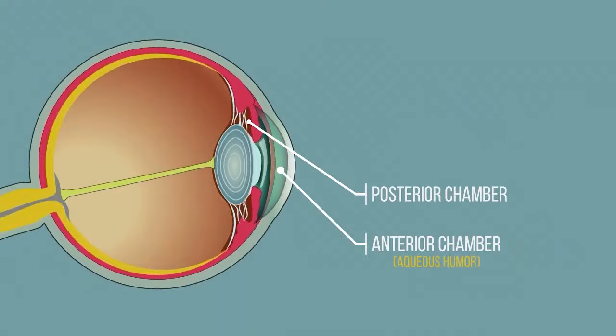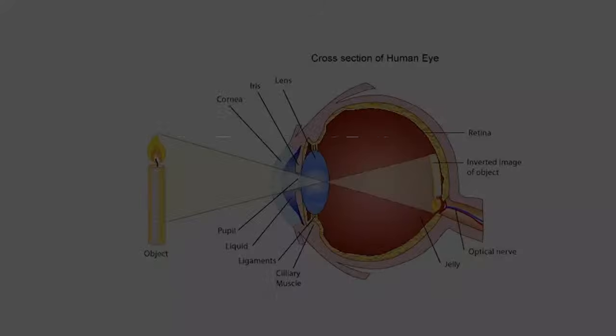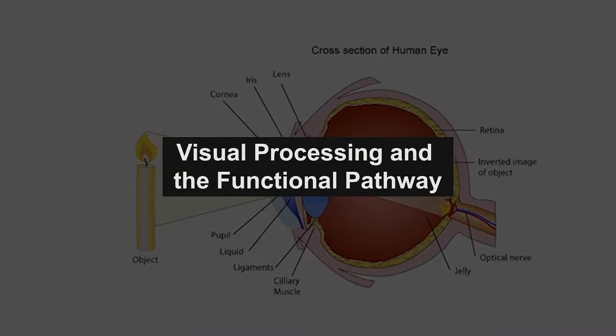The aqueous humor fills the anterior chamber, maintaining intraocular pressure and providing nourishment, while the vitreous humor, a gel-like substance, helps to preserve the eye's shape and keeps the retina in close contact with the underlying tissue layers. Visual processing and the functional pathway.